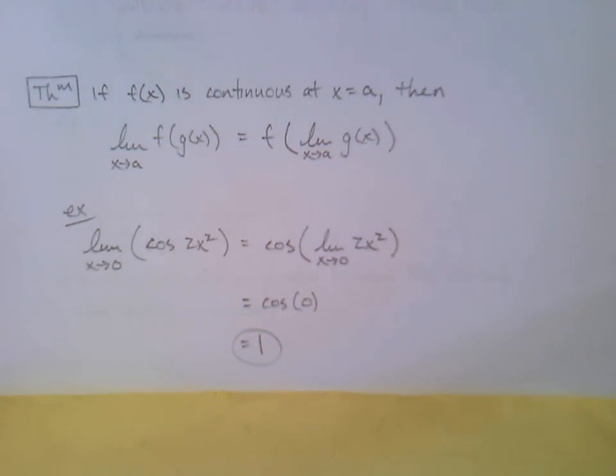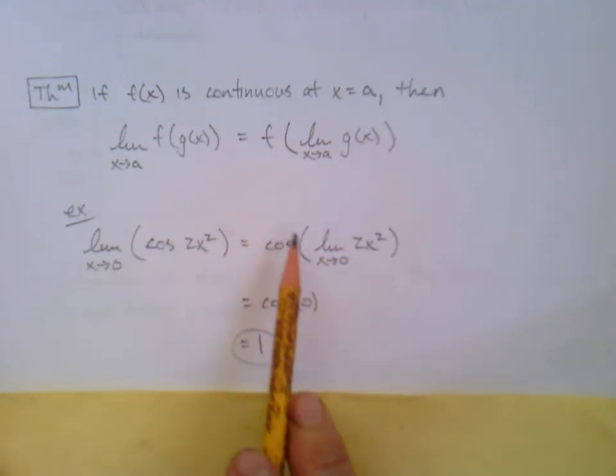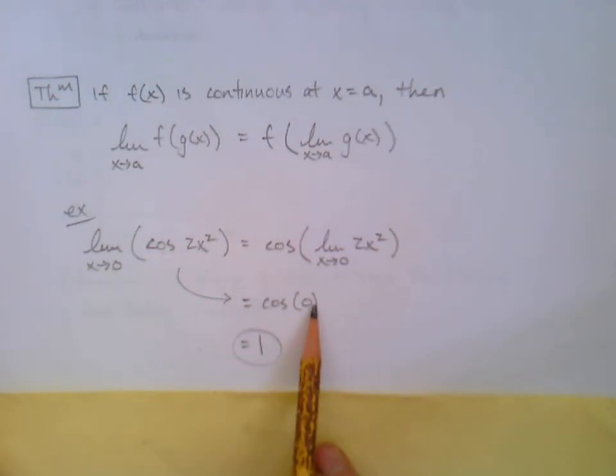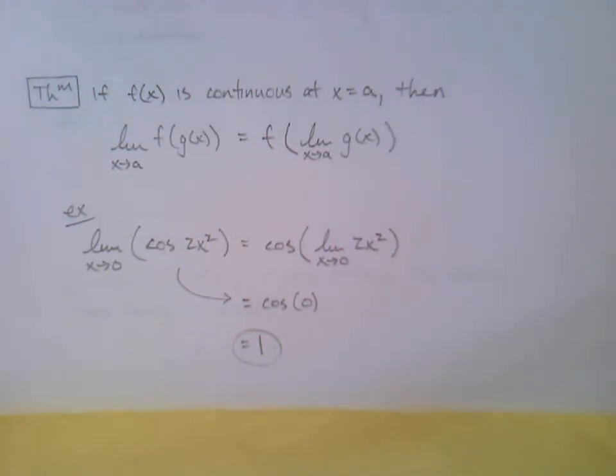Now the thing is, in practice, you're probably not going to show this middle step. You're probably just going to say, oh, cosine 2x squared, perfect, I'm just going to plug the 0 right in. And you'd probably skip this step here. You just go straight to this step, cosine of 0, and then realize that that equals 1. Okay, very, very powerful. That's going to help us out going forward.